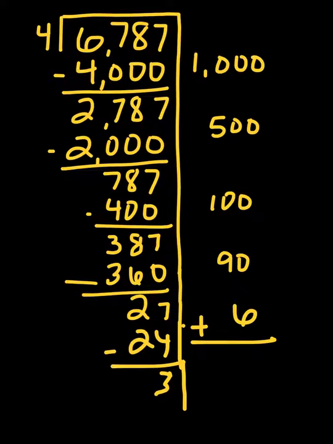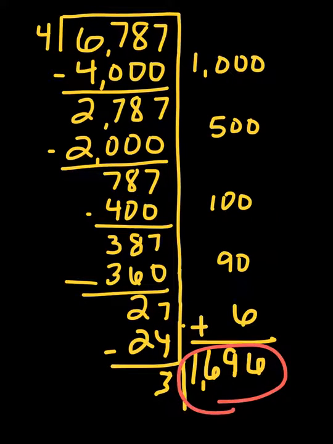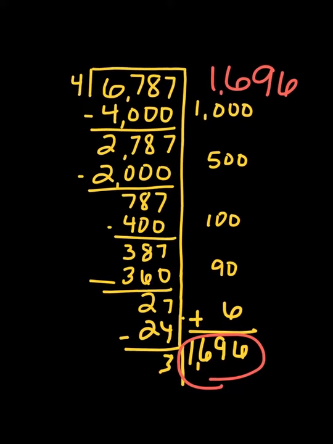So I have 0 plus 0 plus 0 plus 0 plus 6, okay? 0 plus 0 plus 0 plus 9, 0 plus 5 plus 1, and 1 plus nothing. So now I know that my quotient is 1,696.